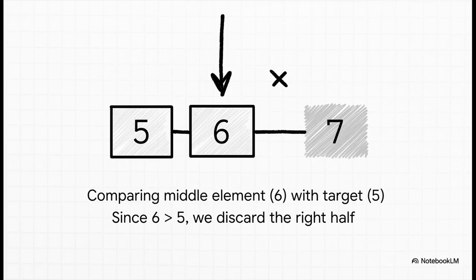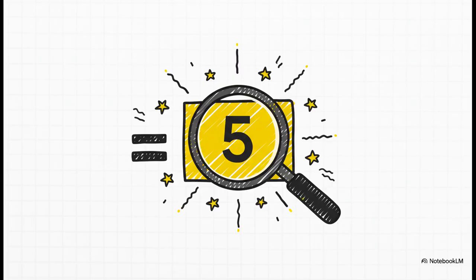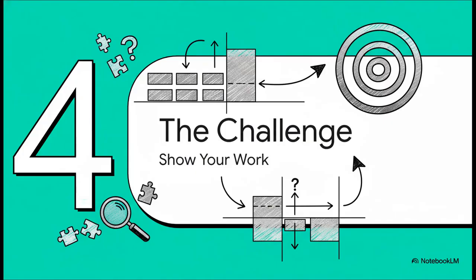Okay, so now our search area is way smaller, just the numbers 5, 6, and 7. And we just repeat the process. The middle of this little list is 6. We compare again. Is 6 bigger than our target, 5? Yup, so this time we know our number must be to the left, and we can discard the right half. And just like that, we're left with a single number, 5. Is it our target? Yes, it is. We found it. And think about that for a second. For a list of 7 items, it only took us 3 checks to find our number. So that's the classic binary search.